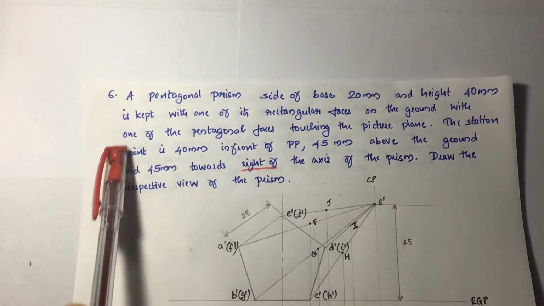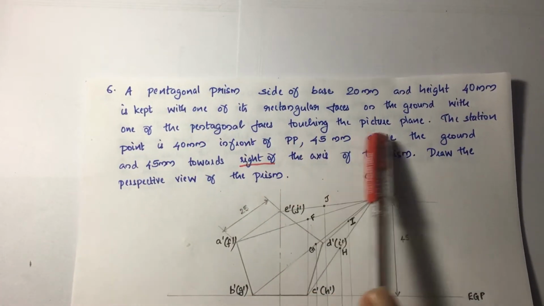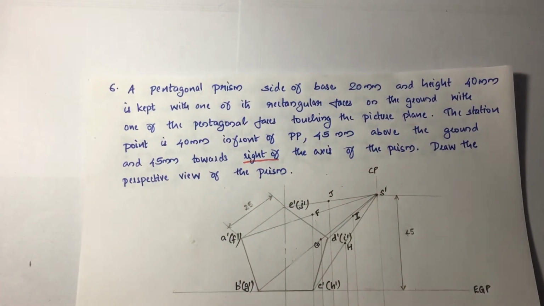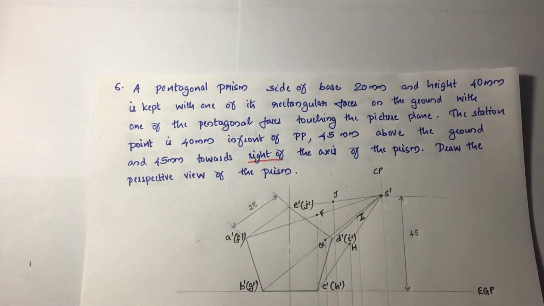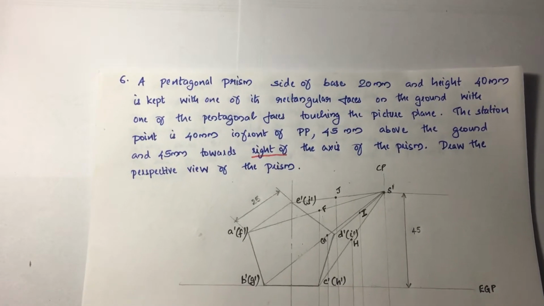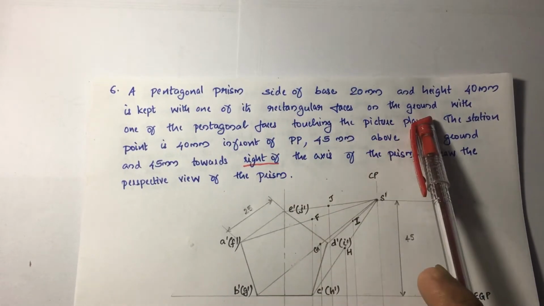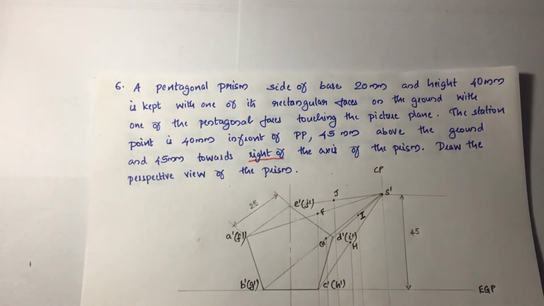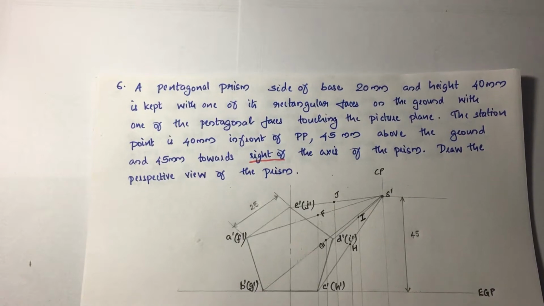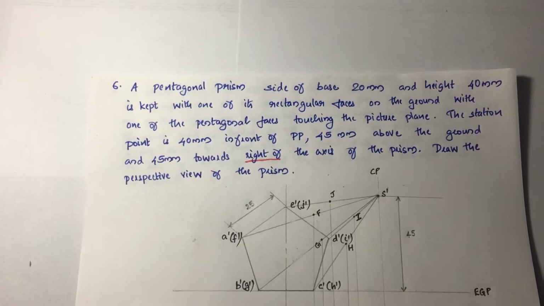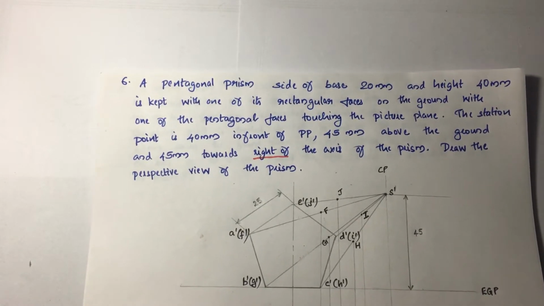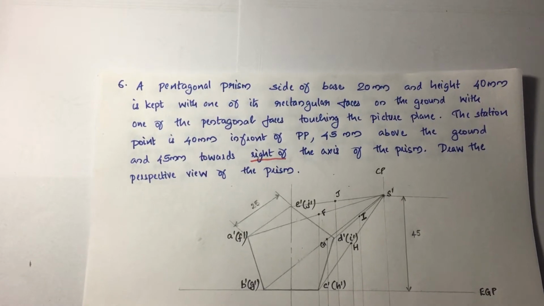the ground with one of the pentagonal faces touching the picture plane, which means that the pentagonal prism is resting in such a way that the rectangular faces are on the ground. When the rectangular faces are resting on the ground, you can see the pentagon only in the front view and you can see the rectangle only in the top view.